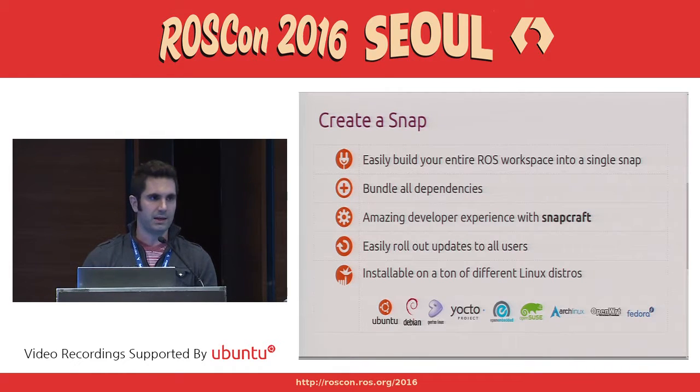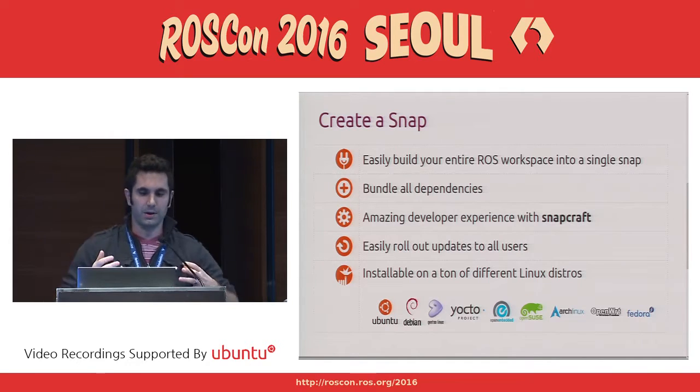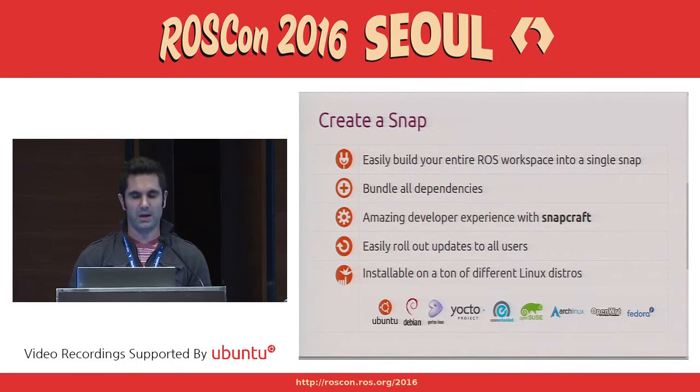Well, you should consider creating a snap. Now, a snap is a new packaging format that allows one to create a system and its dependencies in a single distributable package. It works really well for ROS because you can easily build your entire workspace into this one single snap. You also have to bundle all your dependencies together into the snap. It gives you absolute control over what makes up your system.